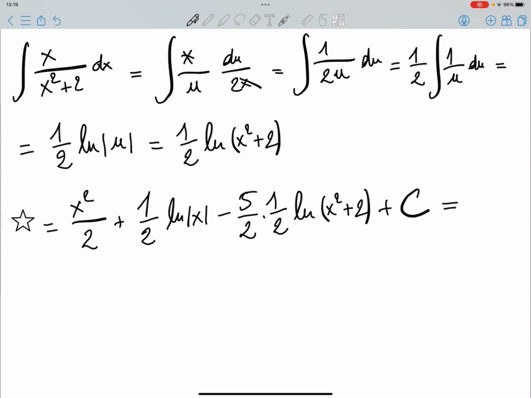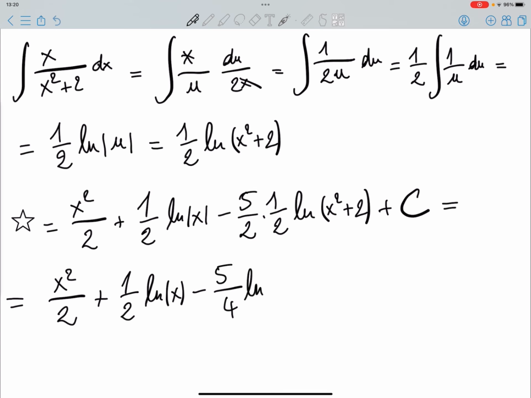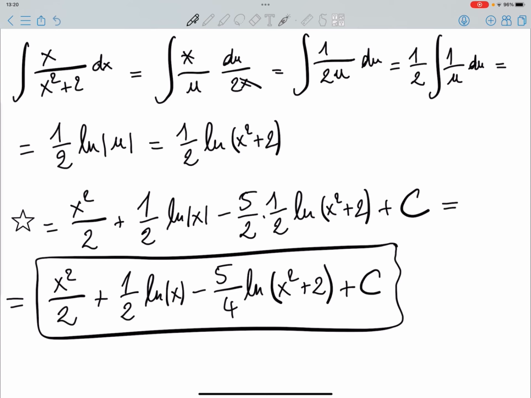Now this is equal to x squared over 2 plus 1/2 natural log of absolute value of x, and then minus 5 over 4 ln of x squared plus 2, and then plus a constant c. So this is our integration.